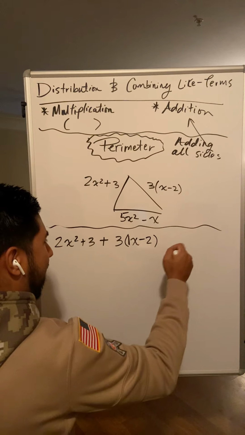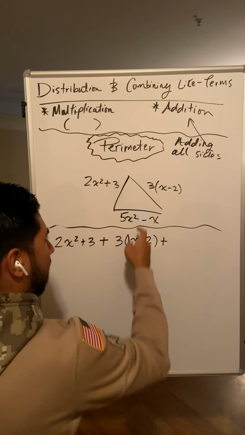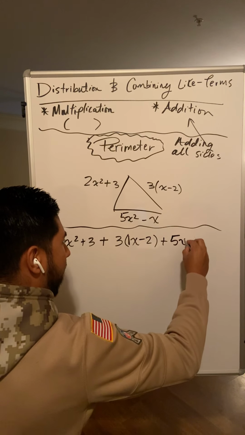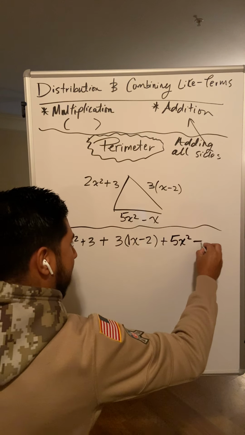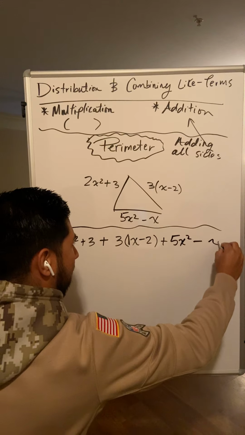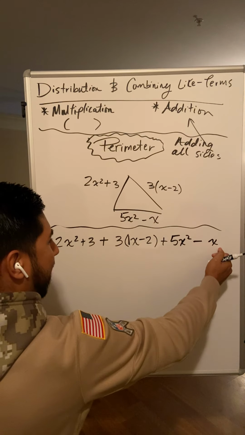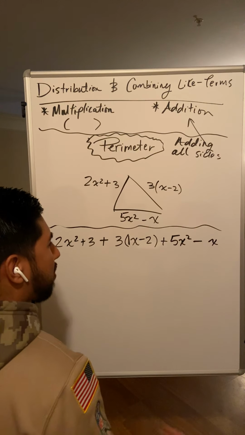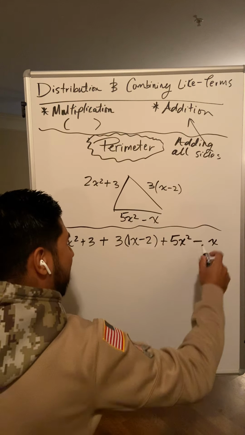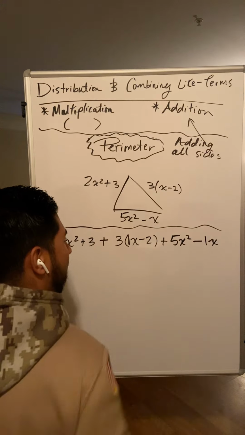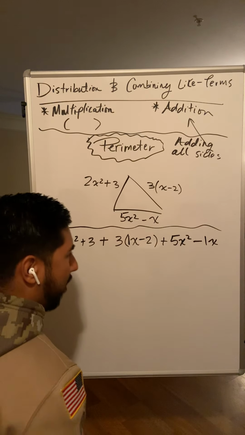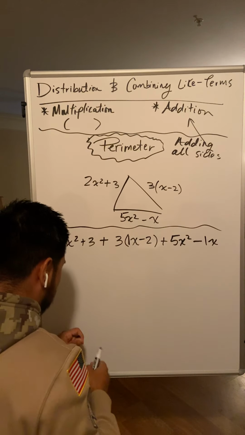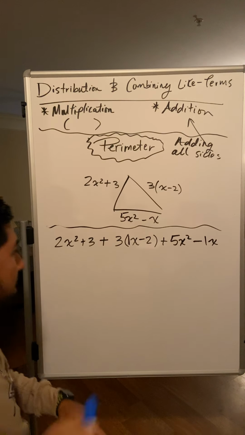parentheses plus my last part, got 5x squared minus x. Again, I have this x by itself. I need a number right in front of it. What should I put? Out loud, scream it out loud. I know I need to put a 1, sir. All right, let's put a 1. And now this looks like a problem that I've been doing. Yes, it's very large. It's huge. But I know we can do it. Let's do the next part.